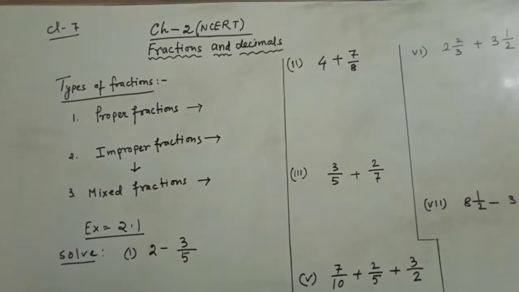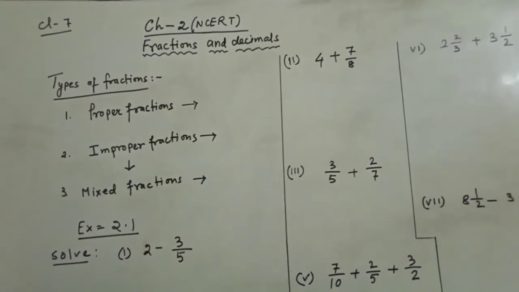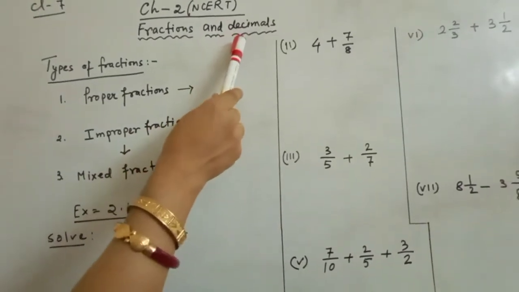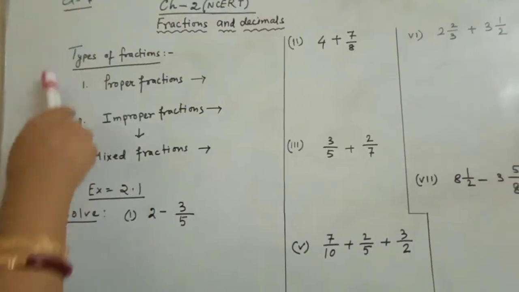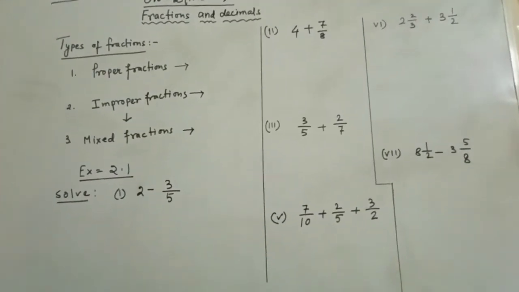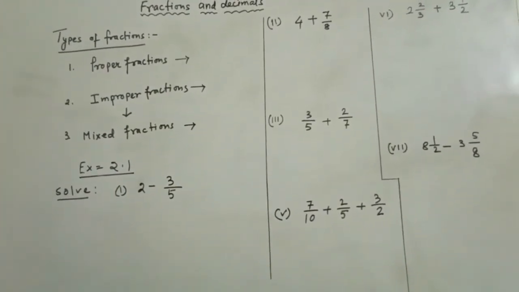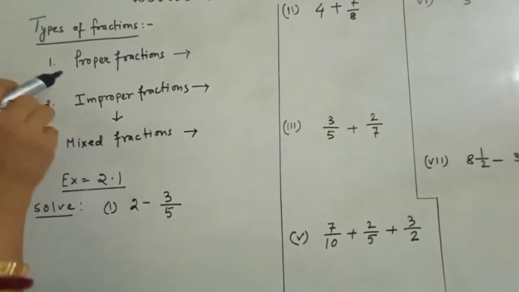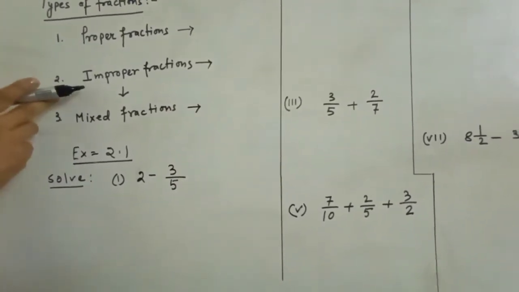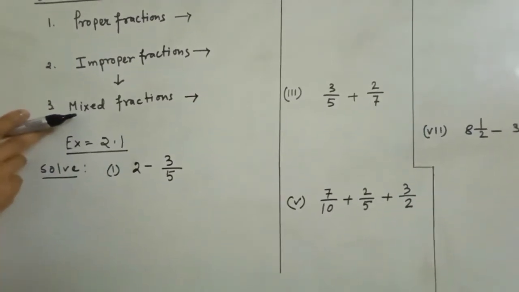This is chapter 2 from class 7 NCERT book, fractions and decimals. Before starting this, we want to recapitulate the types of fraction which you have already learned in class 6. Types of fractions: there are 3 types of fractions: proper fraction, improper fraction and mixed fraction.